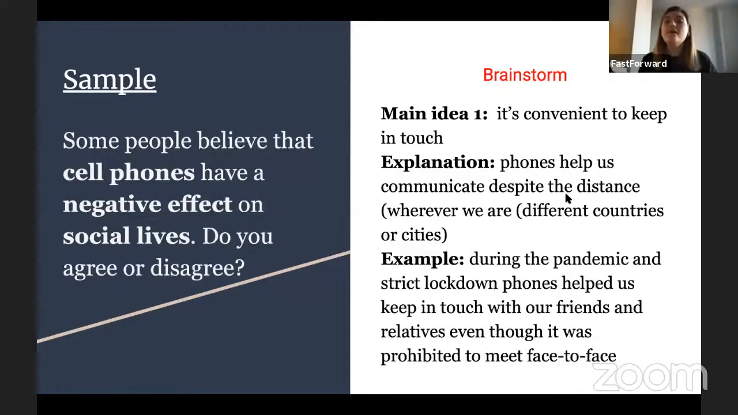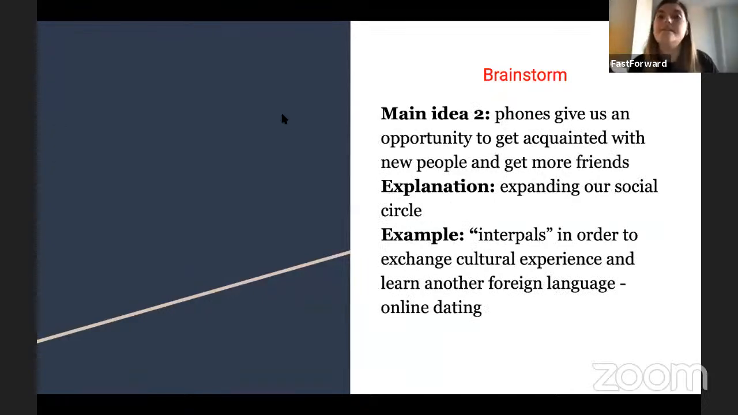Yeah, this is it. Now, let's move on to my second reason, my second point of my brainstorm. So what is the second reason why I disagree? Well, phones give us an opportunity to get acquainted with new people and get more friends, right? Like expanding, making my social circle wider. It's good, it's not negative. Having more friends is better than staying alone, right? And this is my explanation, because it expands my social circle, or our social circle.